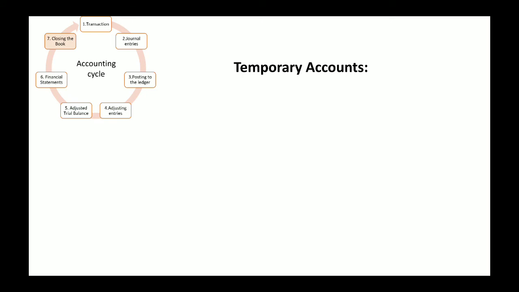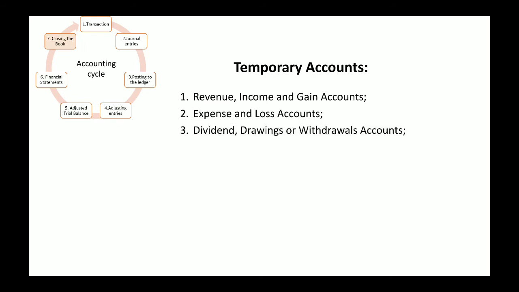Closing entries are based on the account balances in an adjusted trial balance. Temporary accounts include revenue, income and gain accounts, expense and loss accounts, dividend, drawings and withdrawal accounts, and income summary account. It is a temporary account which facilitates the closing process.